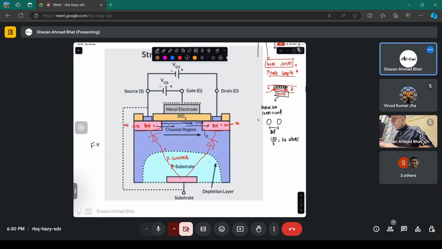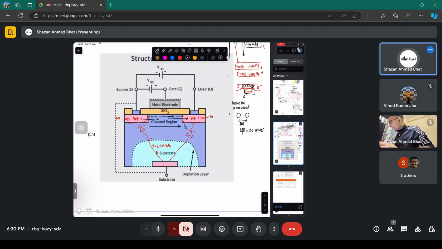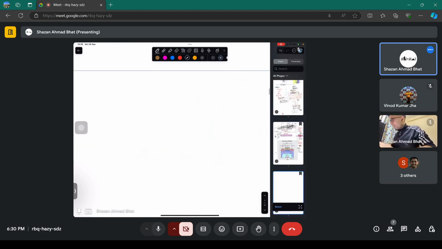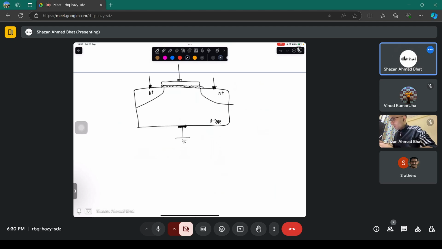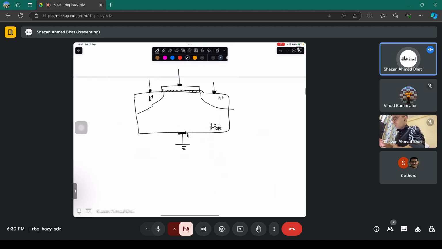What I mean to say is, if you have this device, you have these highly doped N plus pockets, you have the oxide layer, you have the metal layer over it, you have this source region, you have the drain region, and let's take it p-type for now, and this is the body terminal. Right now we are considering it grounded. Later on you will study what will happen if you give some potential to the body terminal also.